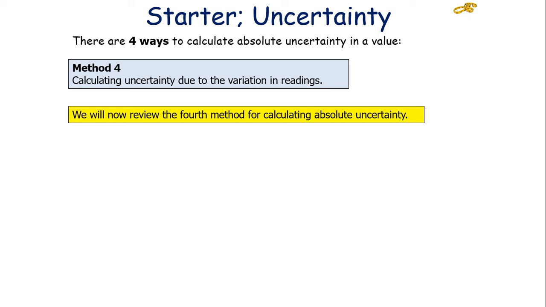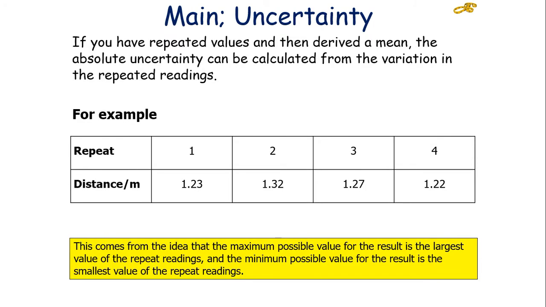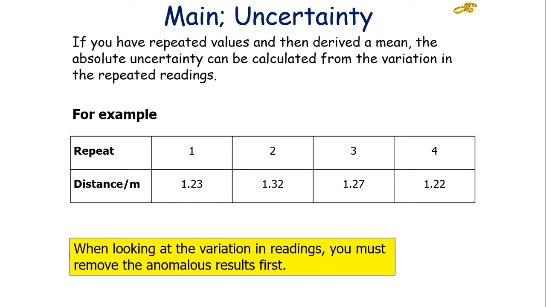Now, method 4 is calculating the uncertainty due to variation in repeated readings. Now, if you have repeated values and then derived a mean, the absolute uncertainty can be calculated from the variation in the repeated readings. This comes from the idea that the maximum possible value for the result is the largest value of the repeats, and the minimum possible value for the result is the smallest value of the repeat readings. Now, when you do this particular practice, you must remove the anomalous results first.